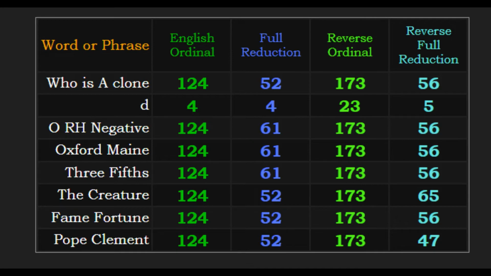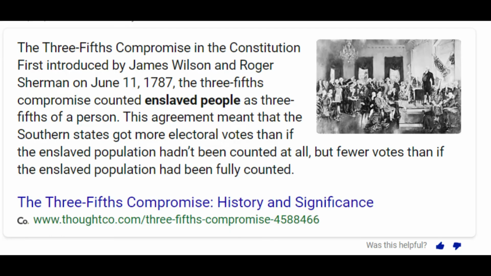3/5 compromise in the Constitution. Now, the 3/5, I'm going to get into that slide right now. Check this out. The 3/5 compromise in the Constitution, first introduced by James Wilson and Roger Sherman on June 11, 1787, counted enslaved people as 3/5 of a person. This agreement meant that the southern states got more electoral votes than if the enslaved population hadn't been counted at all, but fewer votes than if the enslaved populations had been counted.